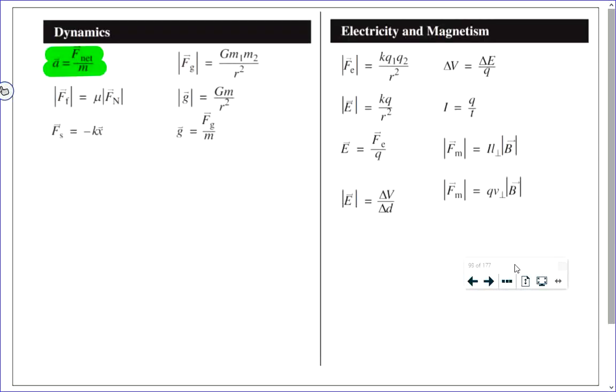Again, F net can be found using ma. Fm can be found using qvB. I've never really seen a situation where what we're talking about right now would apply to F equals ILB. And the electric force can be found by taking the charge times the electric field. Of course, again, the electric field can be found typically by taking voltage between the plates divided by distance between the plates, if it's that situation. You may just be told the electric field.